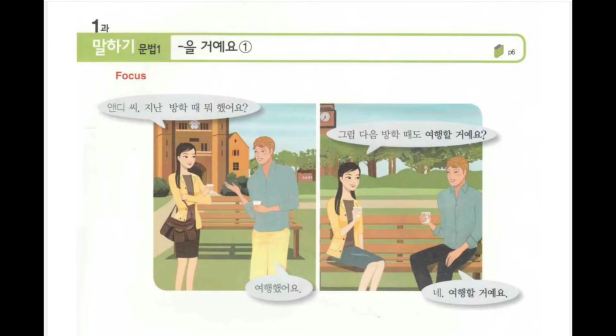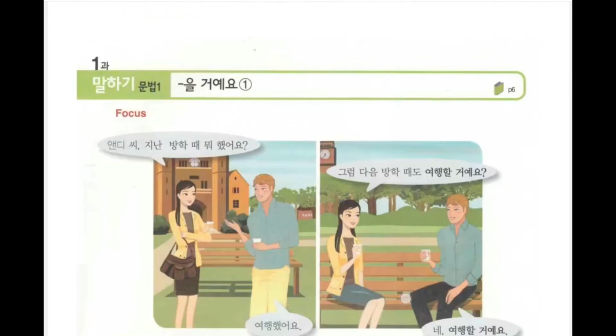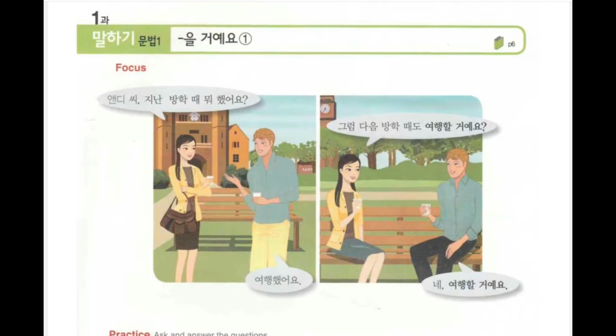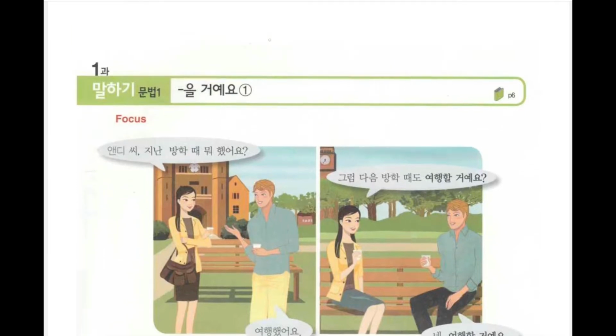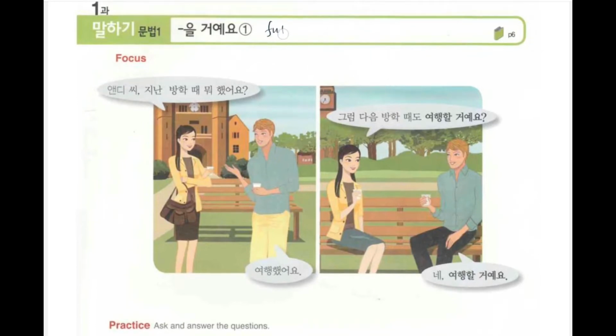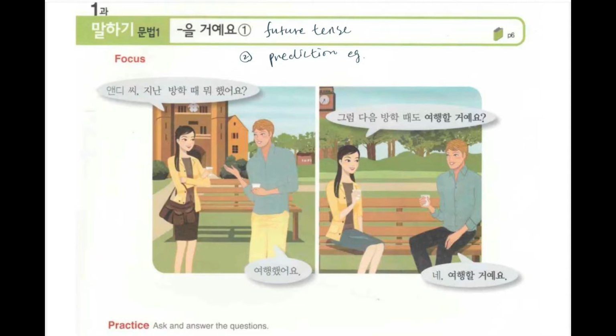자, the first grammar point, 을 거예요. As you can see here, there's a number, isn't it? Which means this 을 거예요 has different functions. First function, which is our focus today, is the future tense. Second function will be prediction. For example, it will rain tomorrow, or it will snow tomorrow. He will come tomorrow. Etc. So basically, this 을 거예요 is equivalent to English will.